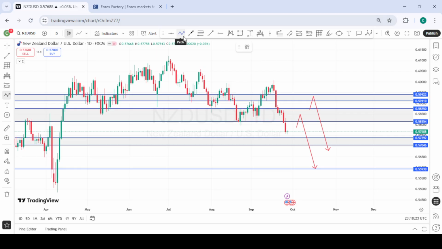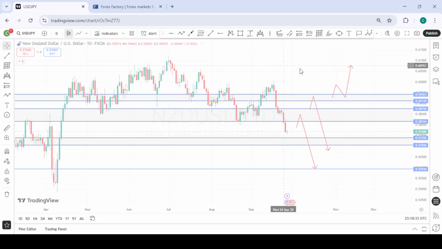This can only shift bullish if price breaks above the zone and continues to the upside. Until then, we are very bearish on NZDUSD.